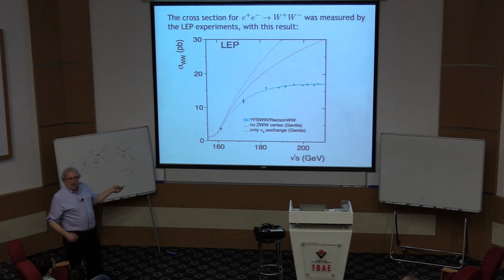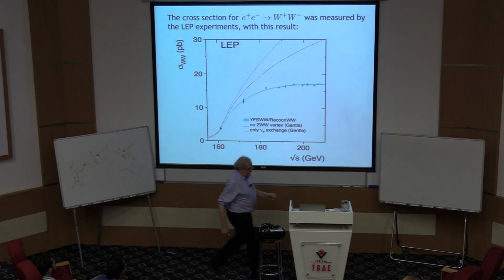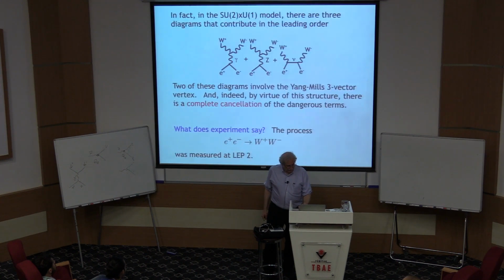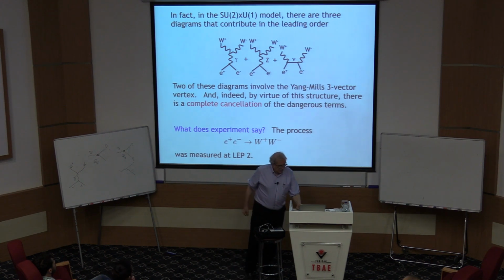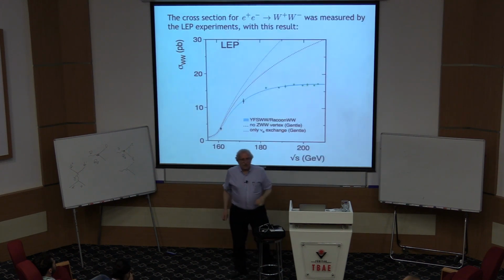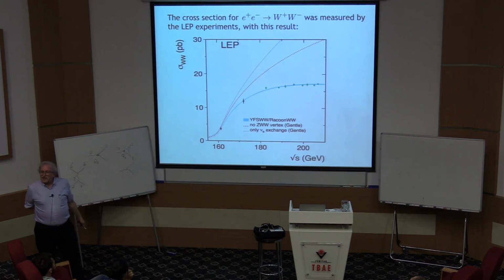These are some people who did the one-loop corrections. The data is in very good agreement with that. If you leave out one of those 3 diagrams, you get the red curve. And if you only include the T-channel diagram, if you only include this diagram, you get the blue curve. So you can see that there's really a dramatic cancellation between the diagrams, which requires the Yang-Mills structure of the vertices. OK.